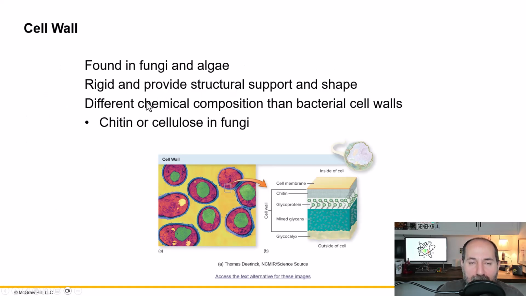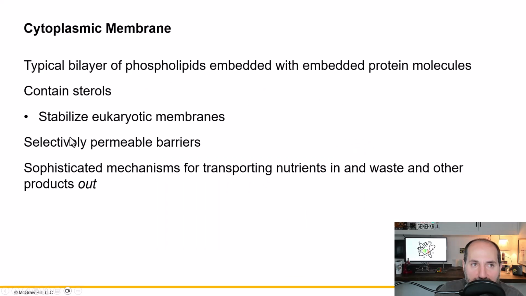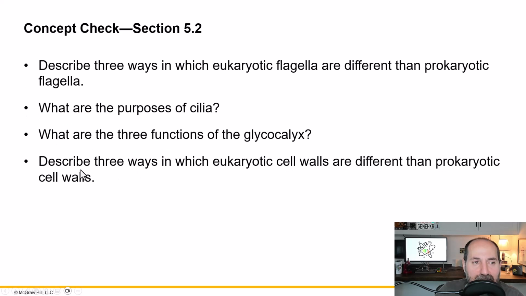A cell wall. Remember that not all eukaryotes possess a cell wall. So, for example, fungi have a cell wall of chitin. There is cellulose found in cell walls of different types of algae. Diatoms have cell walls of silica, but not all eukaryotes possess a cell wall. Then there's the cytoplasmic membrane, which can contain sterols to stabilize the eukaryotic membrane. It's selectively permeable. That's the main job of the membrane.